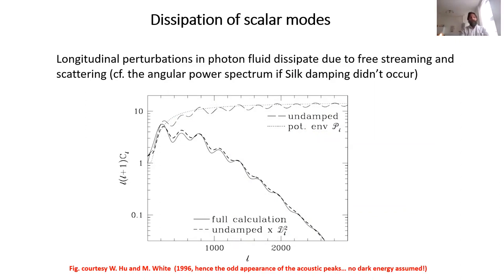So here's a plot that actually shows this effect quite beautifully, and it's a quite outdated plot. It's from 1996, so the forecast acoustic peaks are very different from the ones we saw, because they didn't think that we'd ever find dark energy. But that's actually quite an amusing thing to know. The idea is that there is this phenomenon called Silk damping that's basically erasing small scale anisotropy.